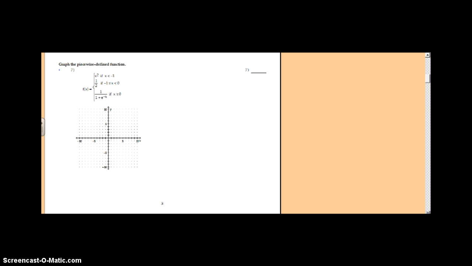Okay, for number 7, this is a piecewise function, and it's literally what it sounds like. It's pieces of functions put together to make a new function, but we have some rules about that. For the first one, it's f of x equals x squared, but we only want the values where x is less than -1. When f of x equals 1/2, we only want the values where x is greater than or equal to -1 and less than 0. And for f of x equals 1/(1 plus e to the negative x), we only want the values where x is greater than or equal to 0. So we're going to graph that and make a piecewise function.